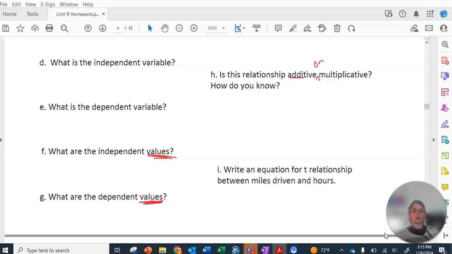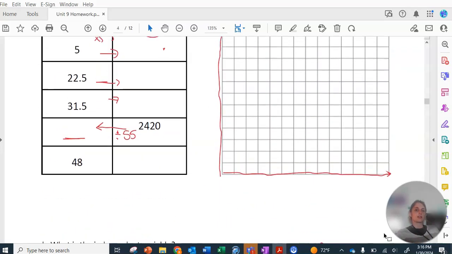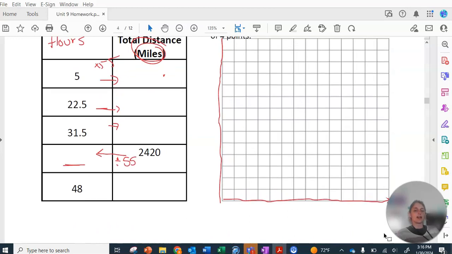Write an equation for the, oh boy, this is what happens when I copy paste in a PDF. For the relationship between miles driven and hours. If it's multiplicative, okay, great. Then you need an X, then you need a Y, then you need an equal sign, then you need the number that you use in every single one of these tables. I wrote it twice on the table. You need that number. And now we're done with our homework.